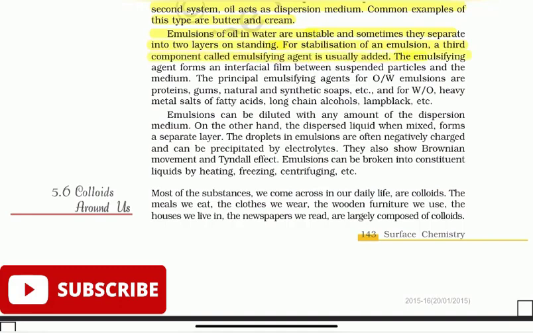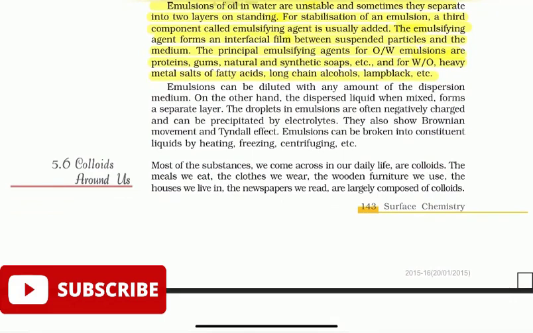The emulsifying agent forms an interfacial film between the suspended particles and the medium. The principal emulsifying agents for oil over water emulsions are proteins, gums, natural and synthetic soaps, etc. And for water over oil, heavy metal salts of fatty acids, long chain alcohols, lamp black, etc.